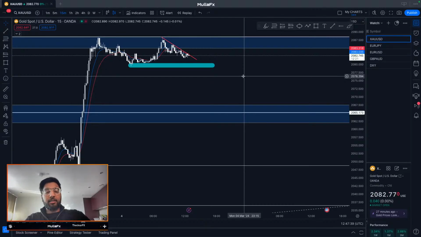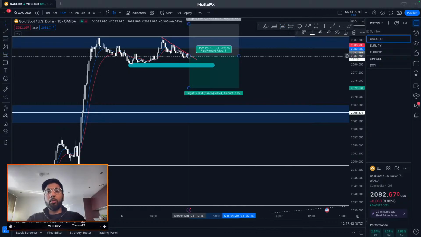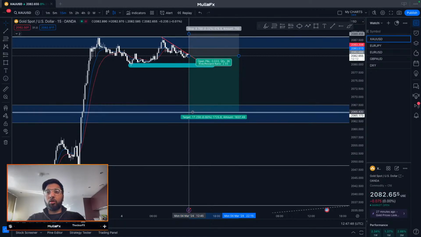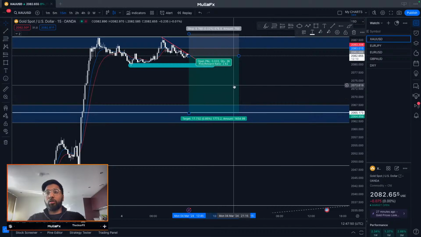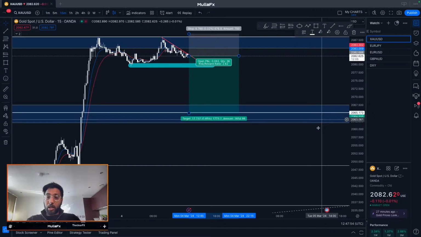So definitely, if I had to sell right now, stop loss would definitely have to be above here, 100%. Take profits with a nice 1 to 3 risk, wherever 2064, like what the comment says.